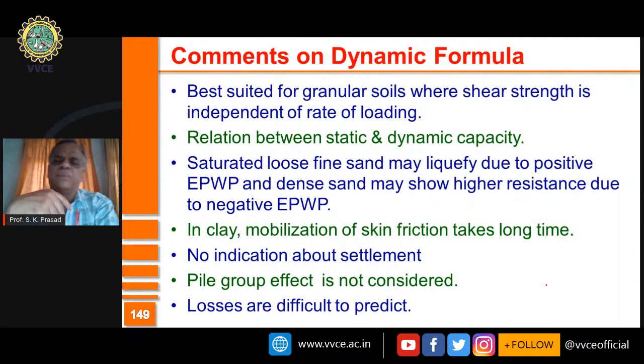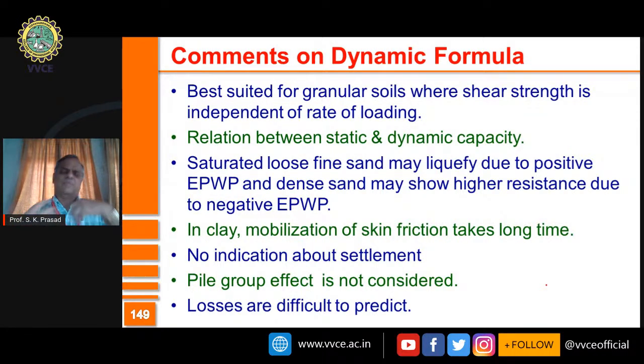I have just tried to summarize the advantages of dynamic formula. As I said, it is applicable only in driven piles, because when you drive the pile, you're going to use the hammer, you're going to see the penetration resistance, and if more hammer force is required, naturally resistance is high, capacity is high. Otherwise, you will directly be able to see the capacity based on that.